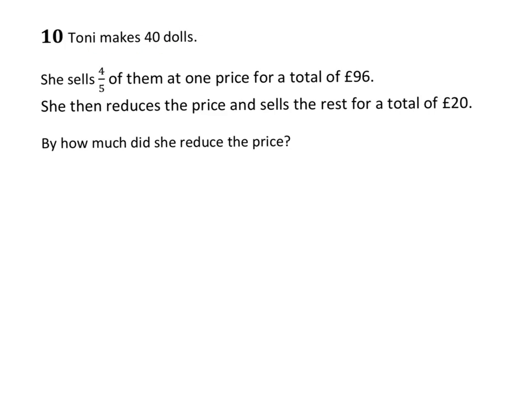Tony makes 40 dolls. She sells 4/5 of them at one price for a total of £96. She then reduces the price and sells the rest for a total of £20. By how much did she reduce the price? Let's see how many she sold first off.